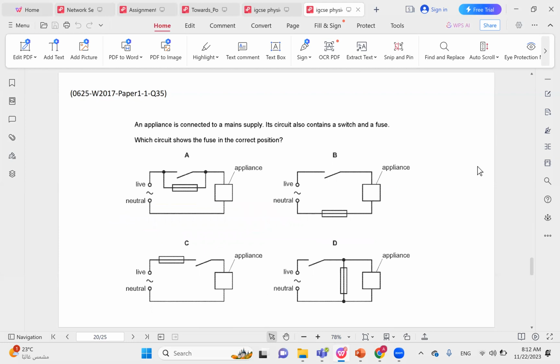An appliance is connected to a mains supply. Its circuit also contains a switch and a fuse. Which circuit shows the fuse in the correct position? We mentioned before that the fuse should be connected in series with the live wire. So the correct choice here is choice C.